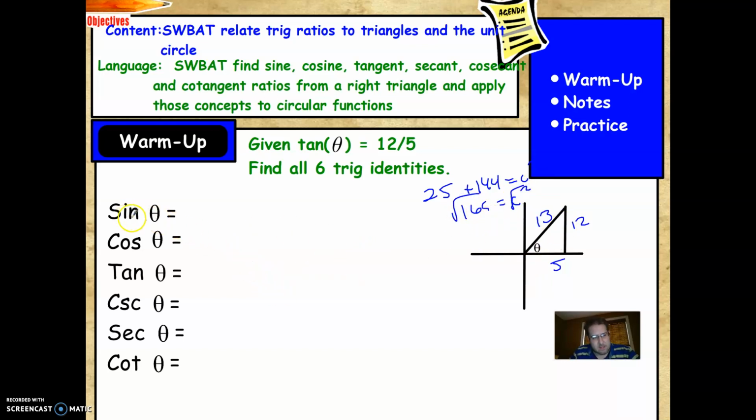All right, so now I've got sine is opposite over hypotenuse, 12 over 13. Cosine is 5 over 13. Tangent would be opposite over adjacent, which is 12 over 5. And then cosecant is the reciprocal of sine, which would be 13 over 12. Secant is the reciprocal of cosine, so 13 over 5. And cotangent is the reciprocal of tangent, so that's 5 over 12.